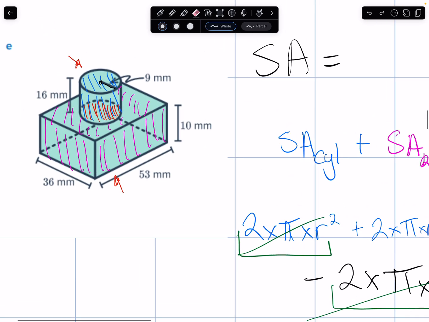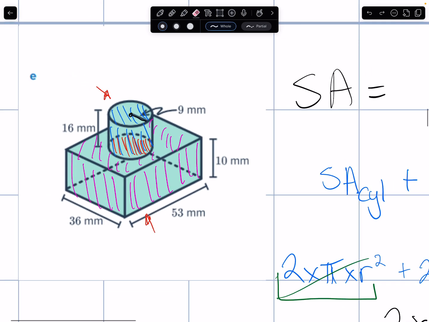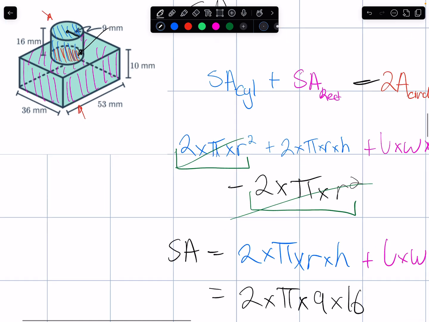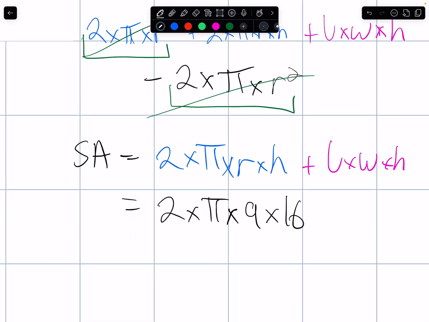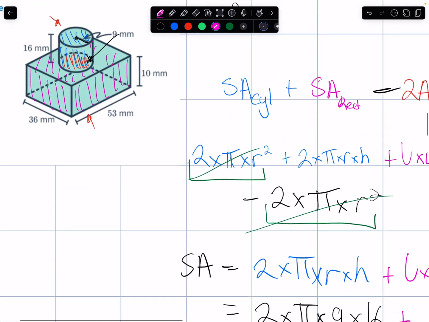Now, I just want to reiterate the reason we're not doing the area of the circles is because the formula for the area of a cylinder gives us the area of the top and the bottom, right? Circles. Now, we also need to subtract 2 identical circles because they're taken away from the bottom here twice because you're missing the area of the circle from the base of the cylinder, but also from the top of the rectangle. And so they cancel out completely, which is why we don't have to calculate it. All right. Anyway, going on, plus length times width times height of our rectangle, which is 36 times 53 times 10.